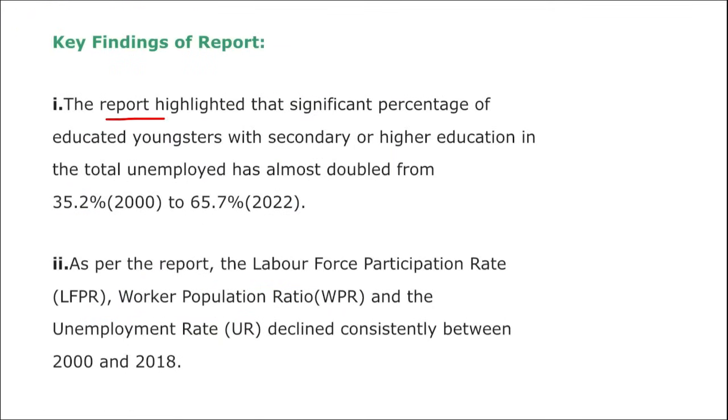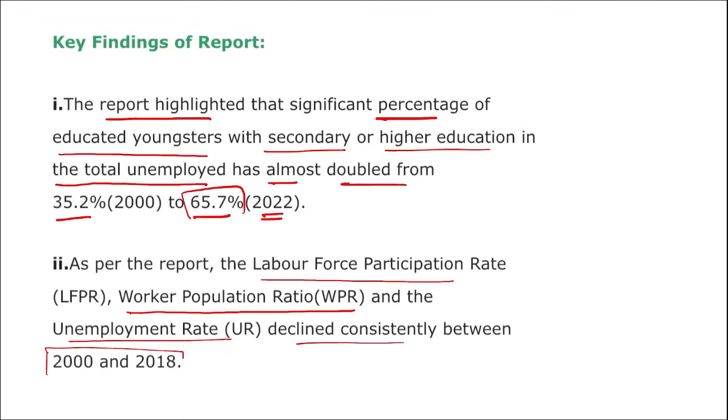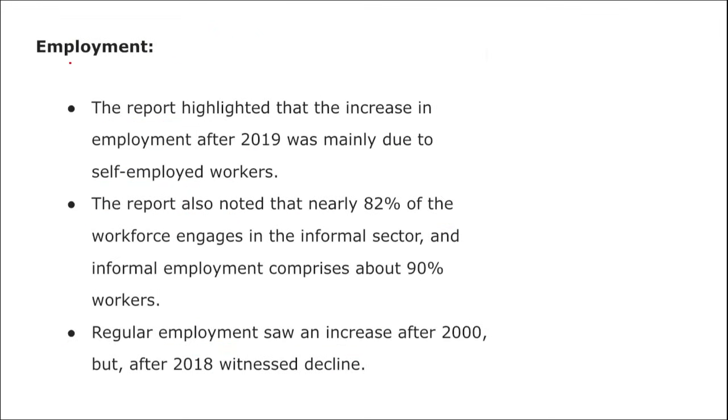Apart from this, the report highlights that the significant percentage of educated youngsters with secondary or higher education in the total unemployed has almost doubled from 35% to 67.7% in 2022. As per the report, the labor force participation rate, that is worker population ratio, and the unemployment rate declined consistently between 2000 to 2018.